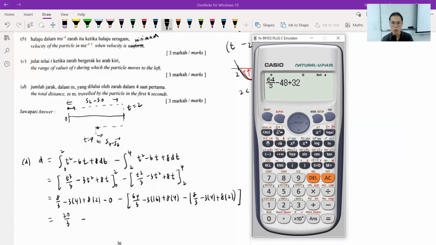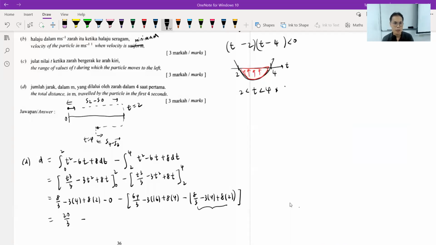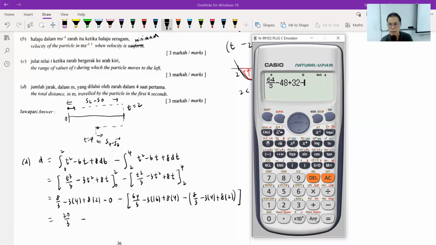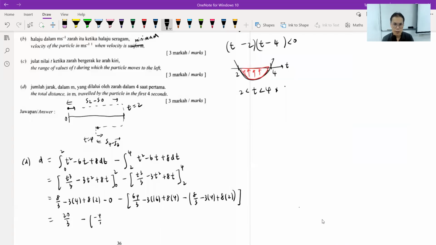Now take note that this whole thing is the same as this answer. So I don't want to do a lot of work. I will straight away use the answer that I've calculated earlier, negative 4/3. Now take note that the reason why we get negative is because it's moving to the left. This is negative 4/3 because it's moving to the left, right?